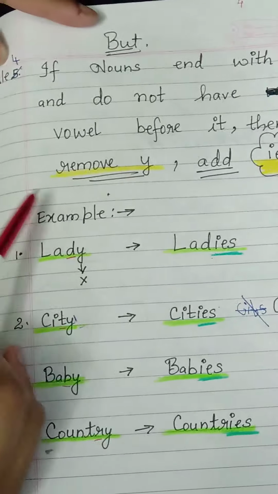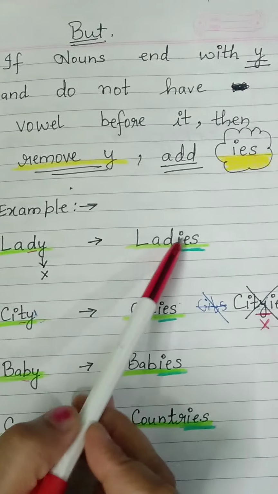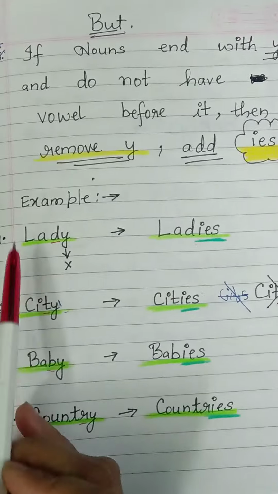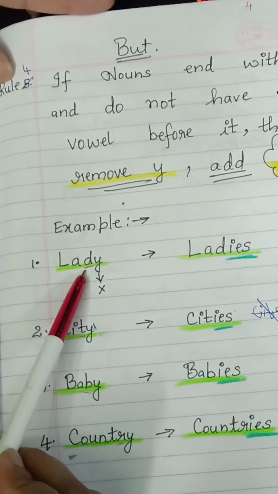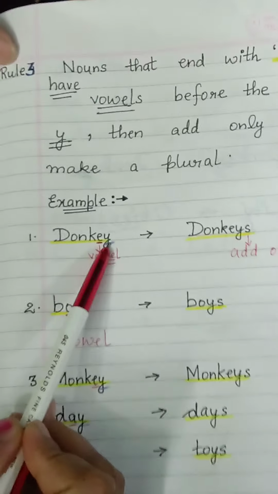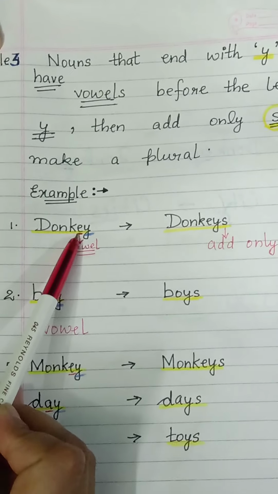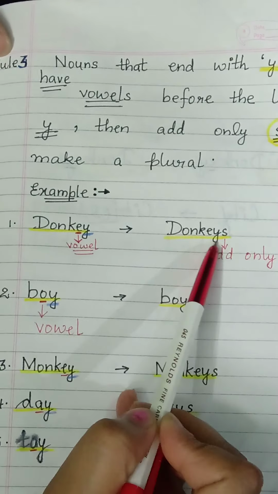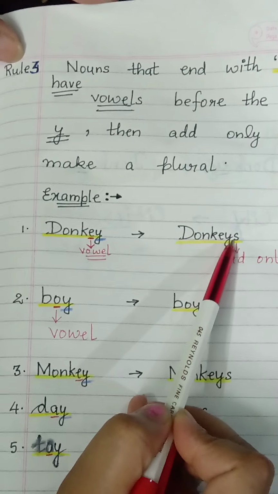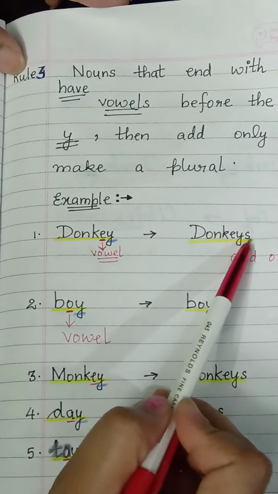The next rule says if the words are ending with y, you will change it into plural by adding ies. So lady becomes ladies. But children, if there is a vowel before y, simply you will add only s, like donkey. Here before y you see the letter e. So e is a vowel, so you will just add s. The complete word you will write and add only s at the end. Is that clear children? So if there is a vowel before y, you only add s.